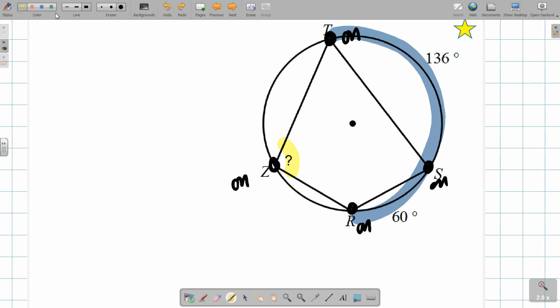Get your Post-it notes. I'd like you to frame angle Z. There's your Post-it notes. Now sweep angle Z and sweep the arc it's grabbing. I think you see what you need to do. Go ahead and solve for the unknown, but also keep one more thing in mind.